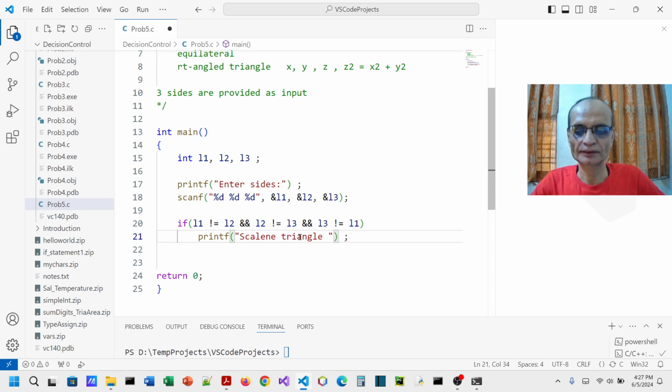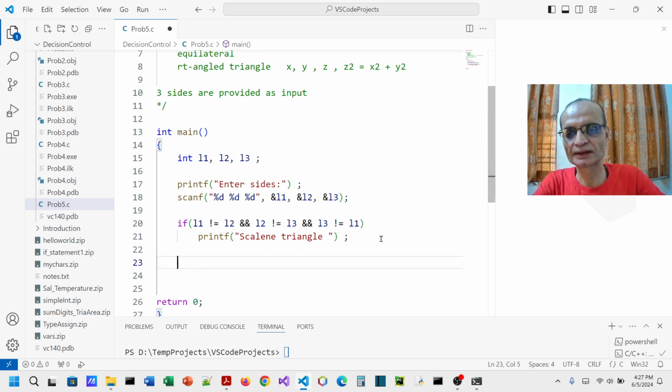Scalene triangle. Okay, so this is very easy to do. Now we have the isosceles triangle. Now the isosceles triangle is a little tricky. Why? Because any two sides can be equal. That means now I have to have multiple conditions, or I have to put or conditions and do it.